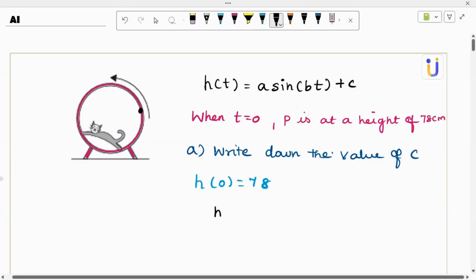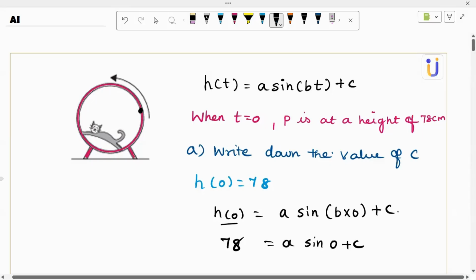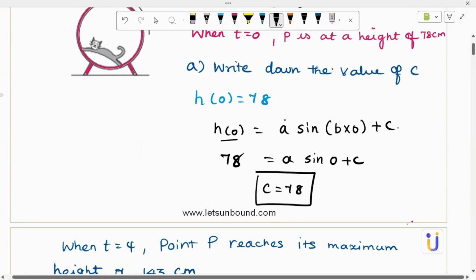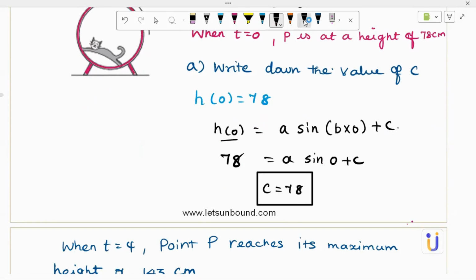So h of 0 equals a sine, wherever t comes, replace it with 0 first, plus c. And h of 0 is nothing but 78, they have given. Equals a sine 0 plus c. What is sine 0? It is 0, so it will vanish and we get c equal to 78. That's the first part.